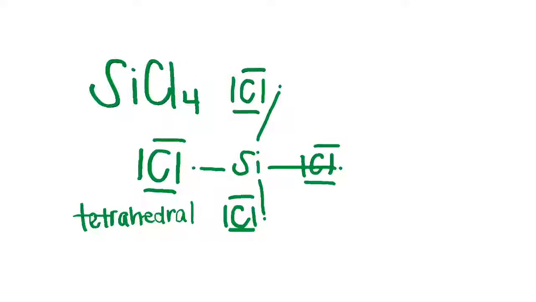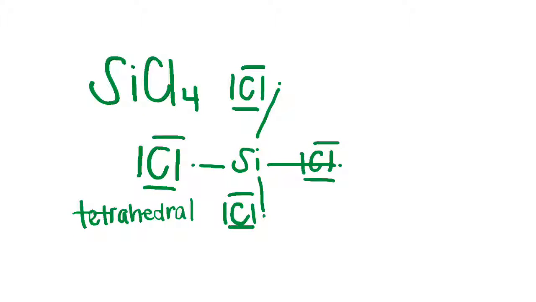To make the VSEPR shape of silicon tetrachloride, combine the electrons that are not a part of a shared pair. This makes the shape of a tetrahedral.